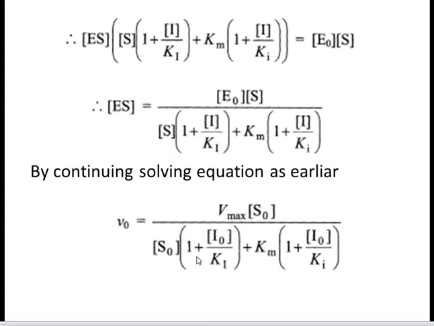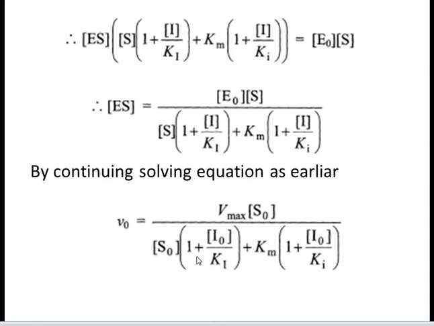After arranging this equation, we get concentration of ES into, in brackets, concentration of S again in brackets 1 plus concentration of I divided by K capital I, plus Km in brackets 1 plus concentration of I divided by K small i, is equal to concentration of E0 into concentration of S. So by rearranging this equation, we get concentration of ES is equal to concentration of E0 into concentration of S divided by concentration of S in brackets 1 plus concentration of I divided by K capital I, plus Km in brackets 1 plus concentration of I by K small i.